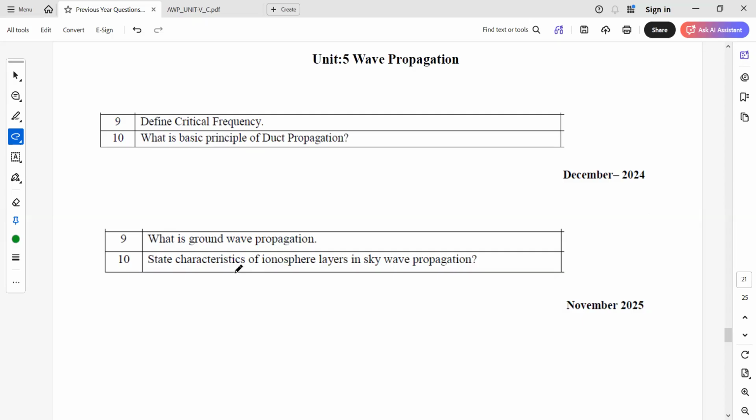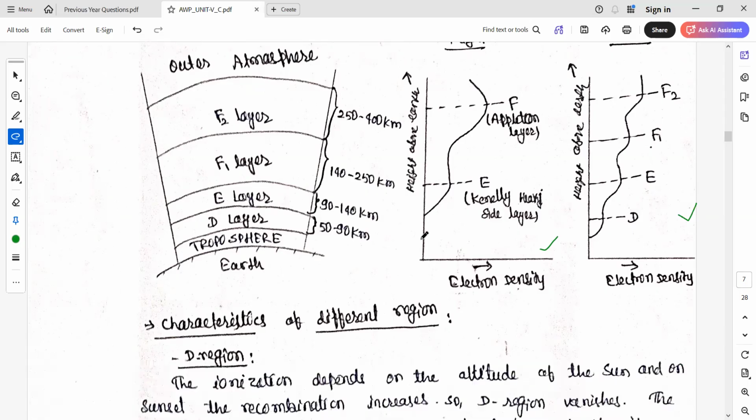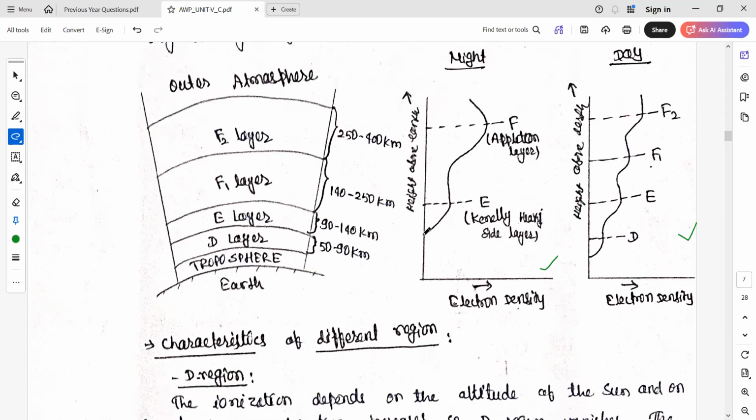Next is: state the characteristics of the ionospheric layers in sky wave propagation. The ionosphere is very important. Here we have different layers D, E, F1, F2, and the F1 and F2 layers are available only in the daytime. At night time they merge, and only the E and F layers are available, and each and every layer has a density. All these properties you can explain in the long question. A similar question can be asked as a long question also, where you discuss the various layers.